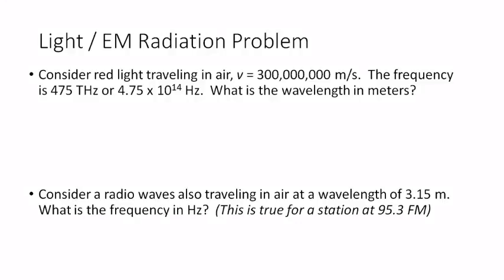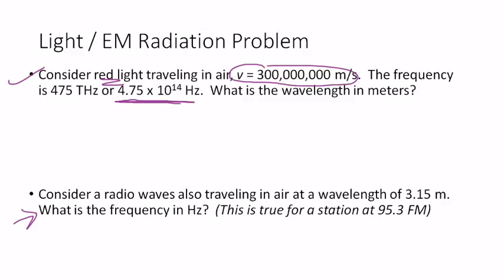So let's work a problem with light, or electromagnetic radiation. We'll work this one together and then I'll turn you loose for the next one. So we're dealing with red light, and red light has a frequency of 4.75 times 10 to the 14th hertz. Red light is traveling at the speed of light.